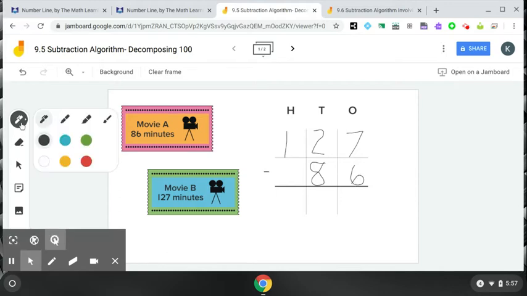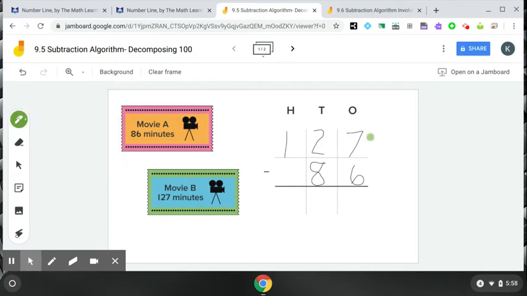As we go about doing our number sentence, we know we're going to start in the ones place. We think, if I have 7 ones, can I take 6 ones away? Yep, I sure can, and the answer is 1. As we move over into our tens place, if I have 2 tens, 20, can I take 8 tens away? I don't have enough tens, so I need to regroup my tens place.